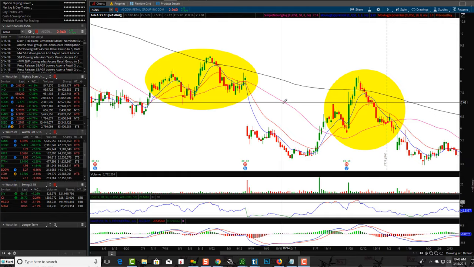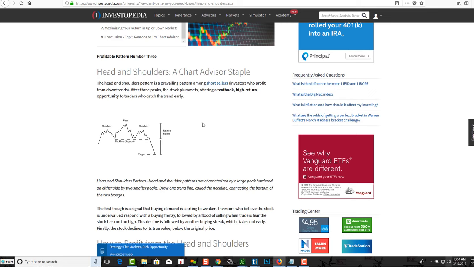Wanted to make this video on the head and shoulders candlestick pattern. The head and shoulders pattern is a prevailing pattern among short sellers, investors who profit from downtrends. After three peaks, the stock plummets, offering a textbook high return opportunity to traders who catch the trend early.